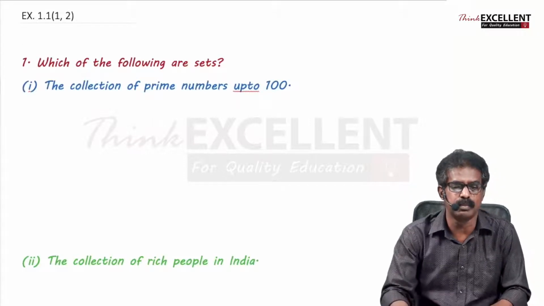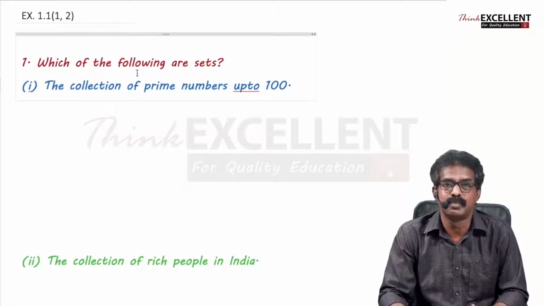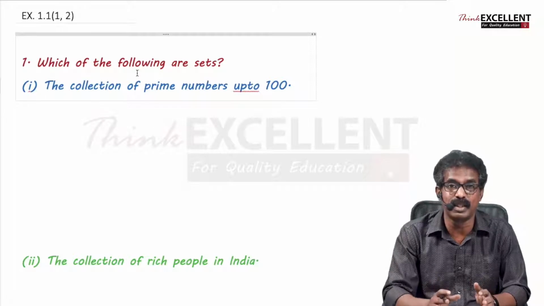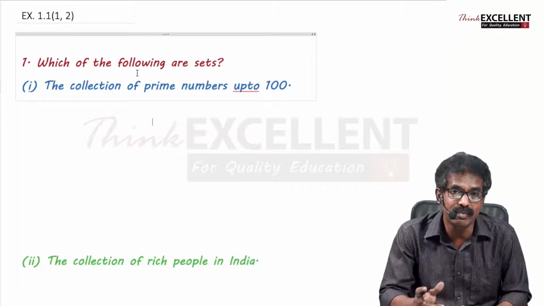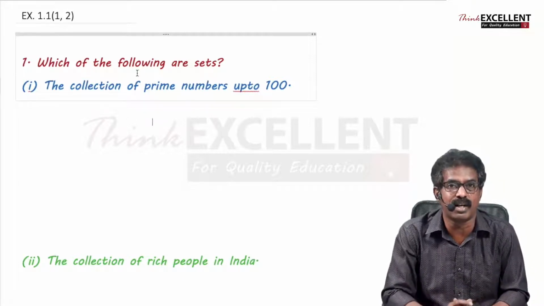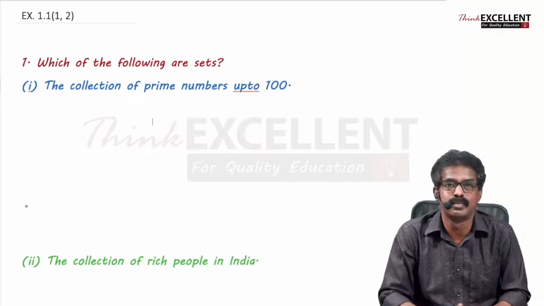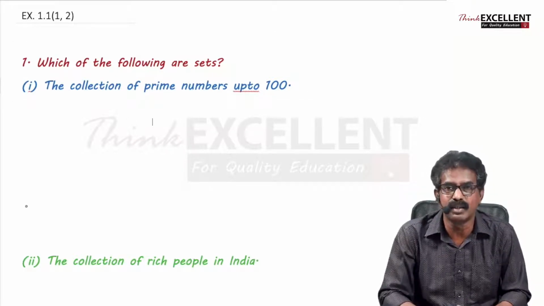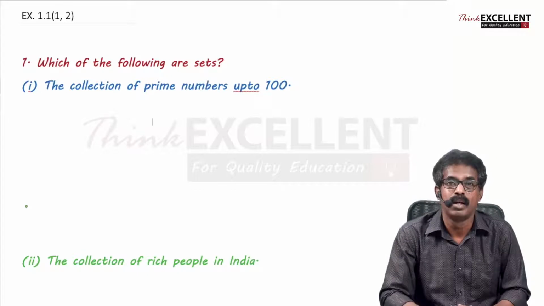Look at these very simple questions. Which of the following are sets? This is just to check whether you know the definition of a set. It's a collection of well-defined objects. So they give some collection, and you have to check whether it is well-defined or not. See, prime numbers up to 100. Will everyone get the same answer? If you don't know, you won't get the correct answer.